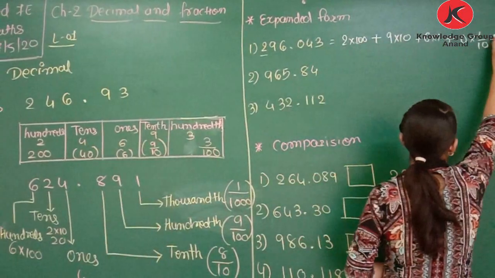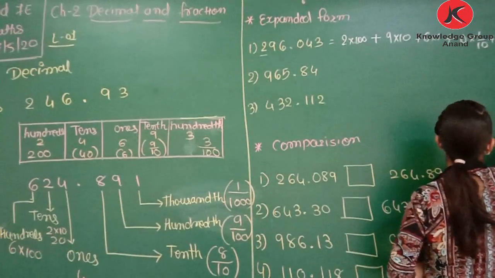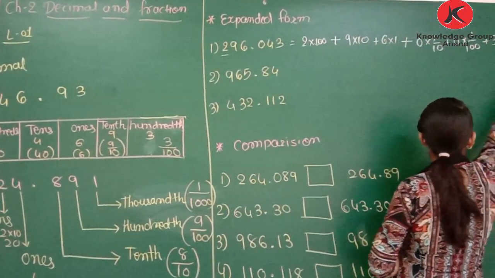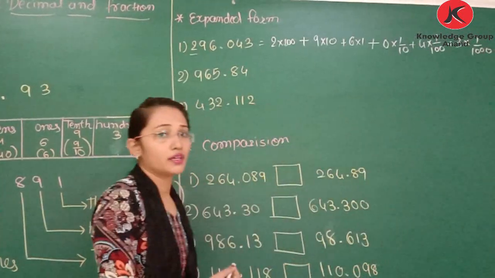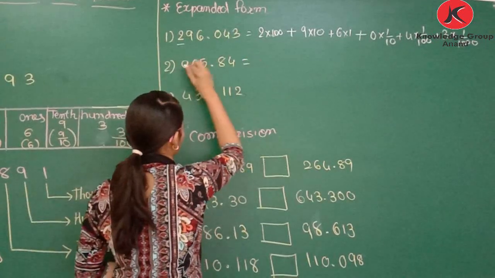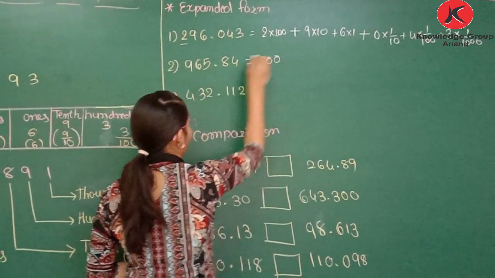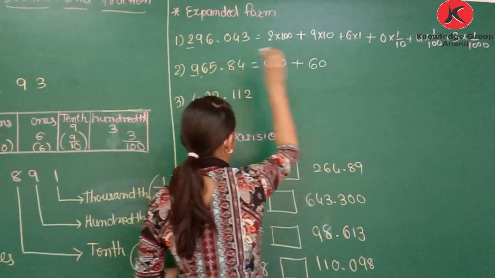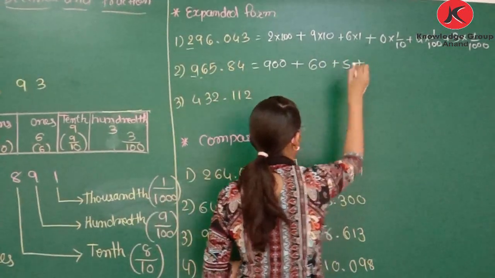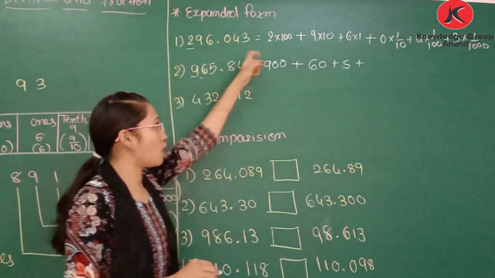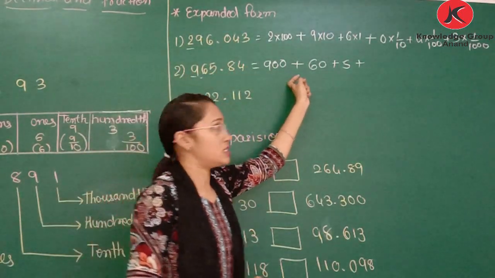4 means 4 multiply 1 by 100 and 3 means 3 multiply 1 by 1000, it is 3 by 1000. Okay, that is 1000th place. Now next number 900, place value of 9. 60, place value of 6. 5, place value of 5 because it is 1, 10 and 100. Clear? Instead of this you can also write this step.